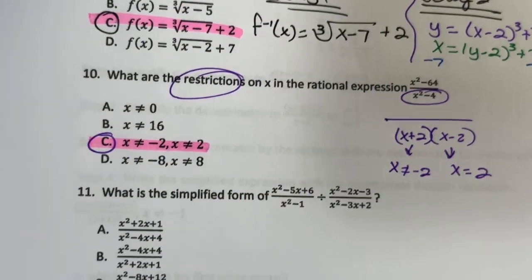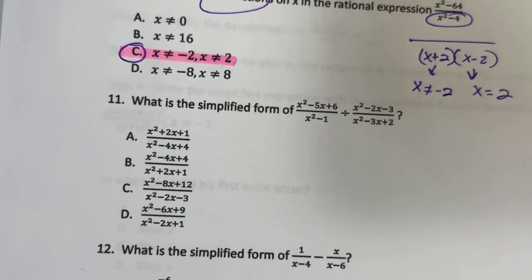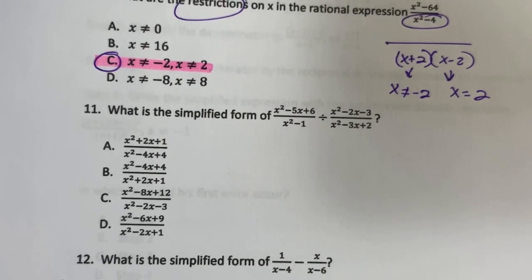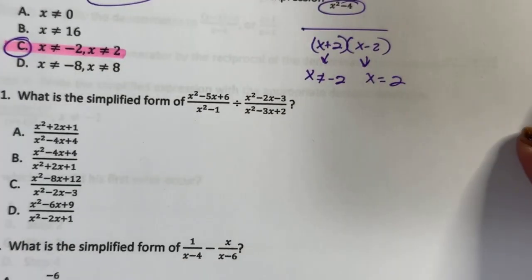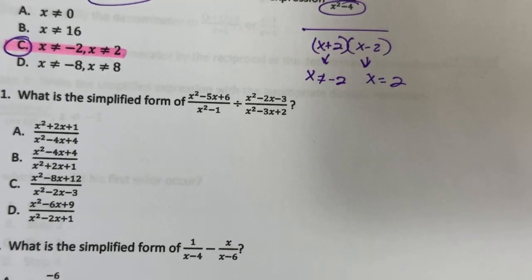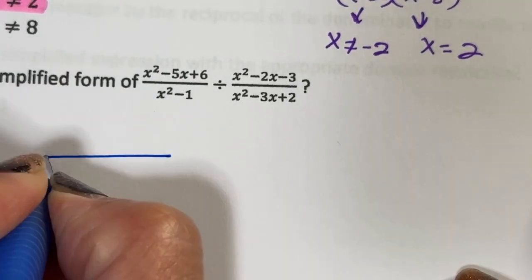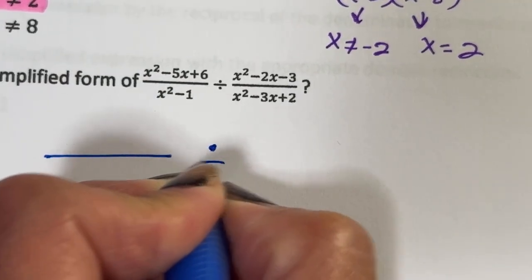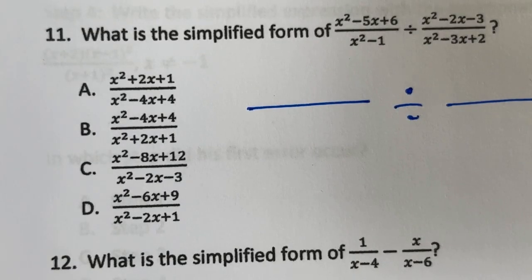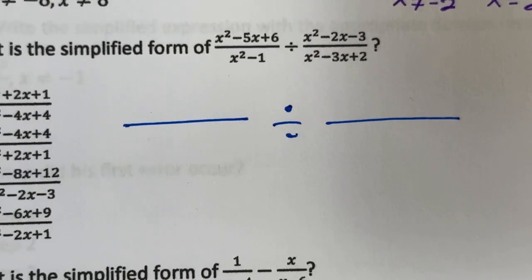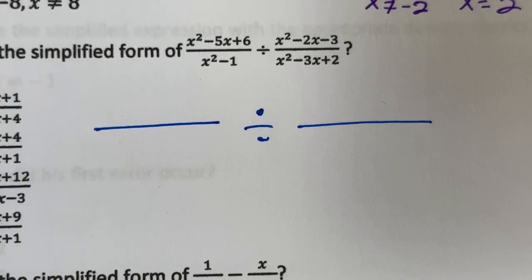Number 11 says, what is the simplified form of this rational expression? So we're dividing fractions, and they're easy as pie. We're going to have to flip the second and multiply, but first, we need to factor everything. Now if you look at the answer options, none of those answer options have restrictions. So, that means we don't need to worry about restrictions for this problem.